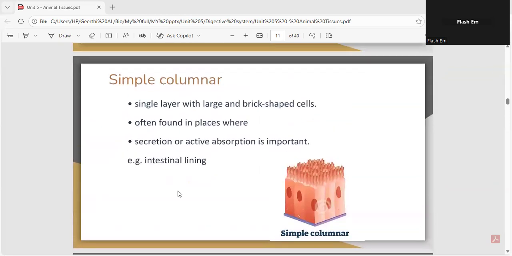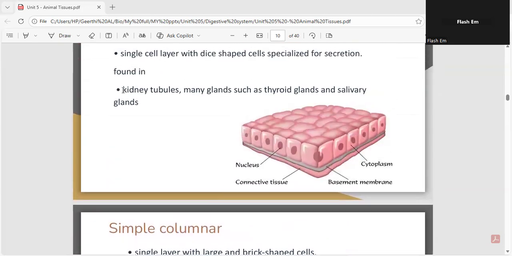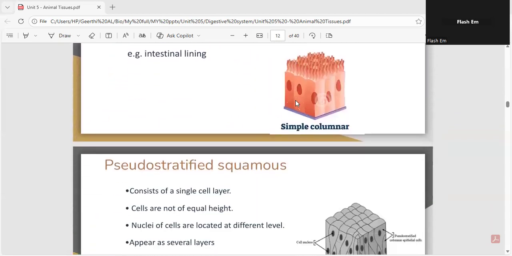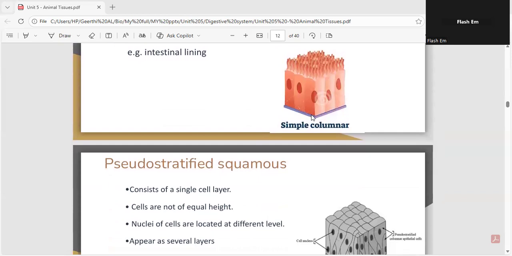So these are found in places like the intestinal lining. Cuboidal is found in kidney tubules and glands such as thyroid and salivary. Columnar is found in the intestinal lining. Okay, so that's all about simple columnar.